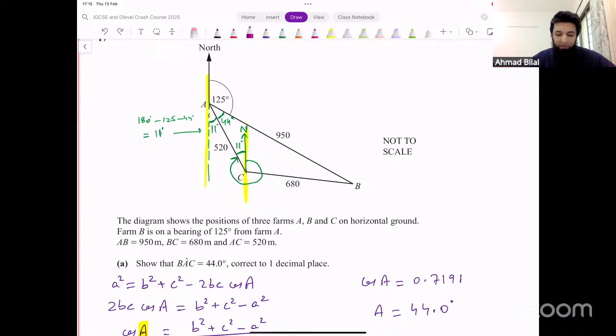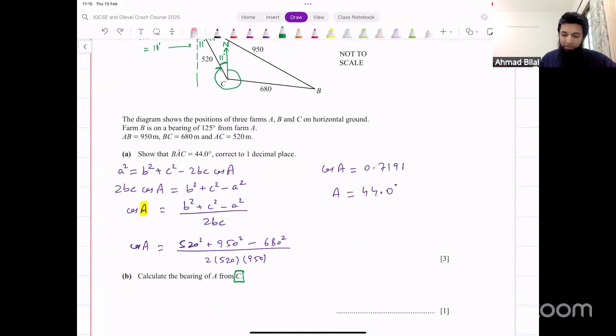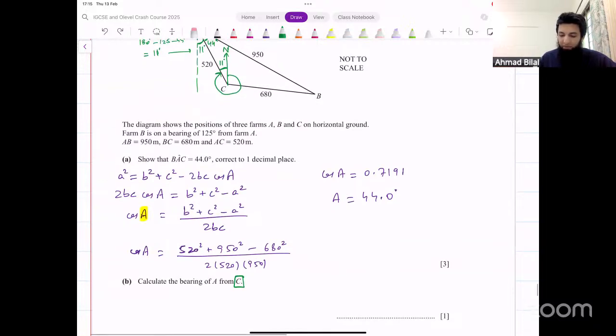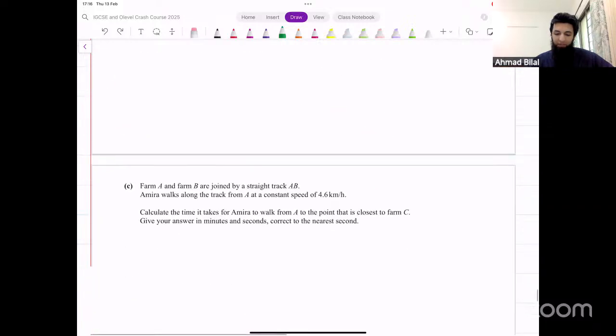If that's 11, what's the bearing then? The total angle in a circle is 360. 360 minus 11, what does that give you? That gives you 349 degrees. And that's the angle that we were looking for. Okay, so this 11 is the same as this 11, and then we just subtract that number from 360. Okay, let's move on. That was part B.